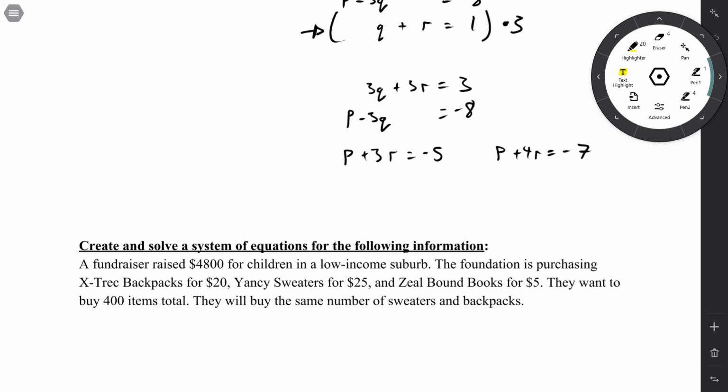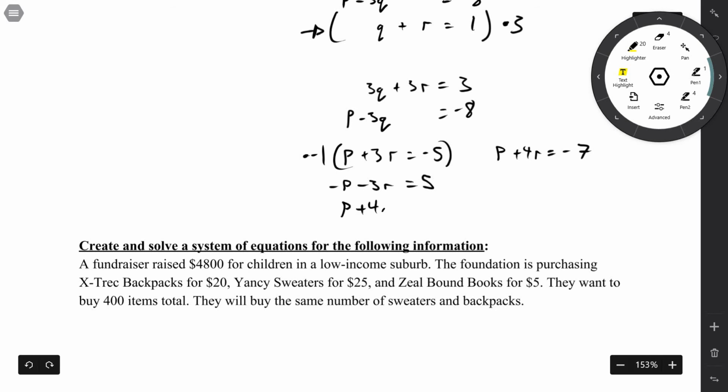I'm going to multiply this left one by a negative 1, so that would be negative P minus 3R equals positive 5. That's by multiplying, again, by negative 1. And then I'll add them together with the P plus 4R equals negative 7. When we add everything down, we'll get no P's, 1R equals negative 2. That's our first solution.